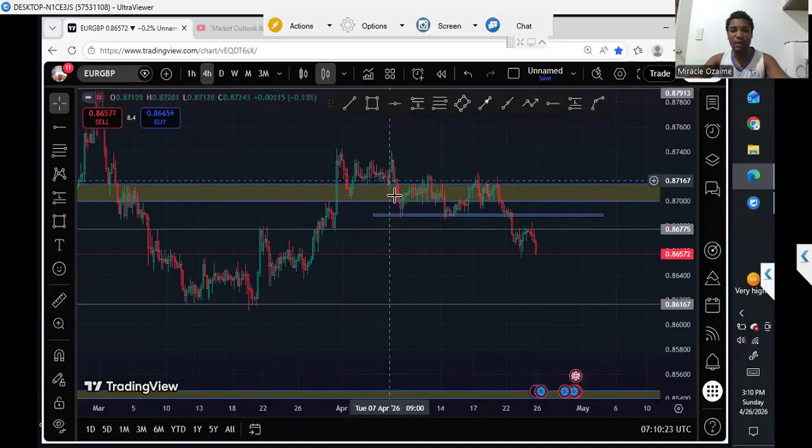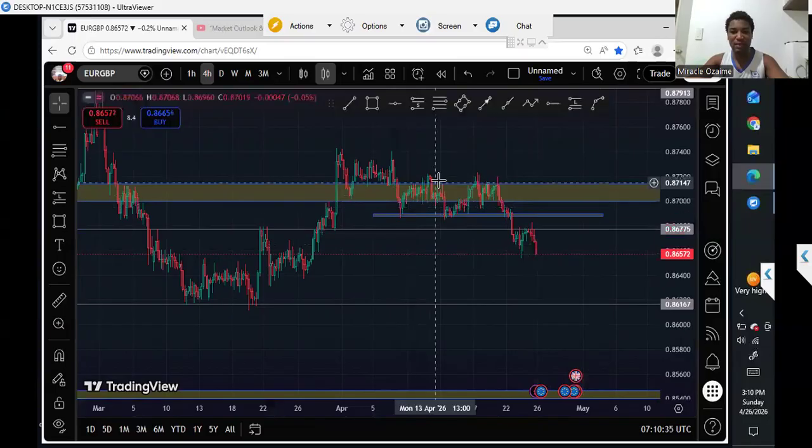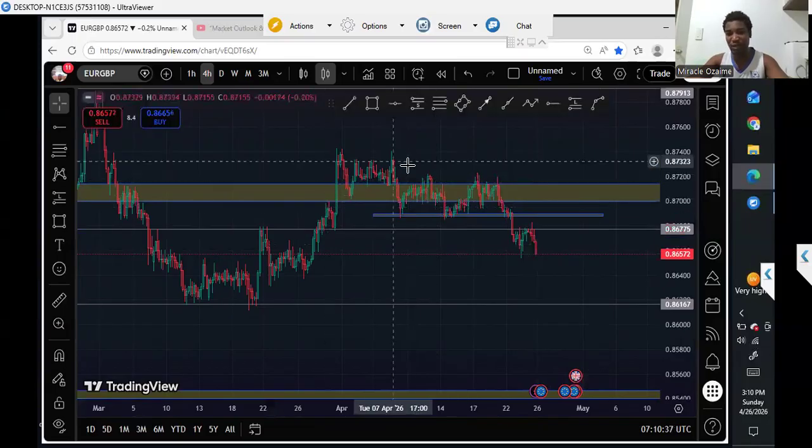it's looking quite corrective. This one is looking quite corrective as well. This one is looking quite corrective. This correction is not as good as this one. It's not as big as this one, and it's not as big as this one.